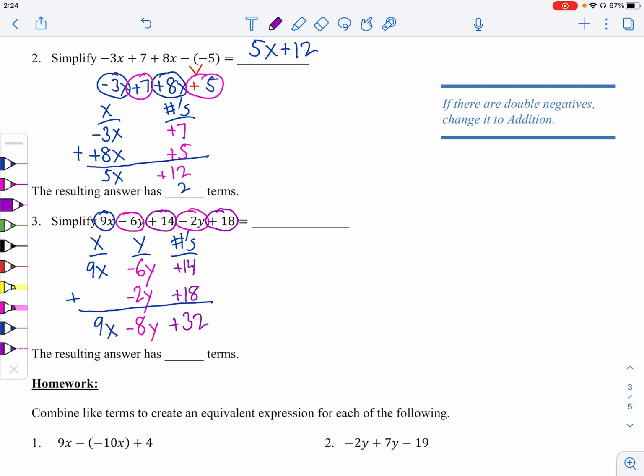And we know we're done because we used all our columns and all our terms, and we just added straight up and down. So we got 9x minus 8y plus 32, and that's our answer. So 9x minus 8y plus 32. How many terms do we have? 1, 2, 3. And they're separated with subtraction, addition. So we have 3 different terms. So our resulting answer has 3 terms. And that's it.